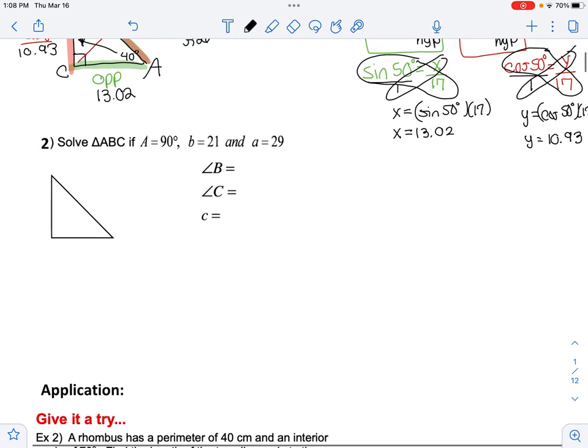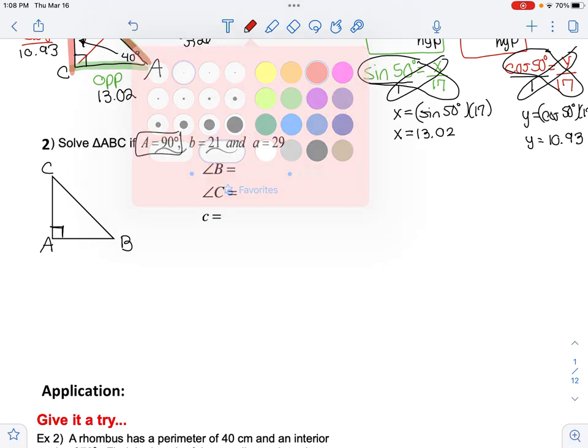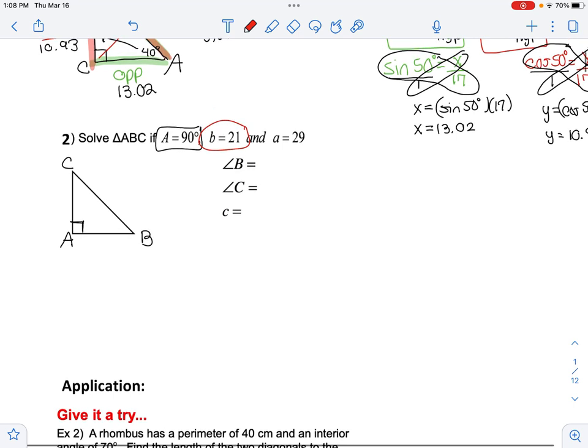My second example is going to be finding some missing angles. On this one, we know that angle A is 90, so I'm going to call this one my 90 degrees. And then the other two angles, we don't know which is which. So call one of them B, one of them C. It does not matter. What does matter is that the side across from B is going to be my 21. So that's going to be this side. And the side across from A is going to be 29. That's going to be this side here.